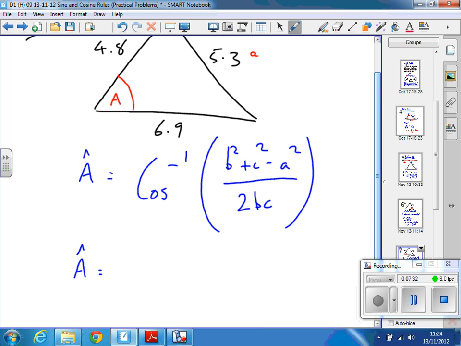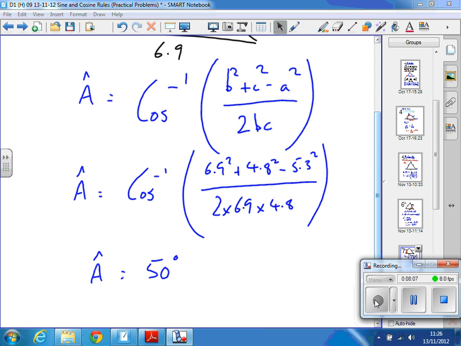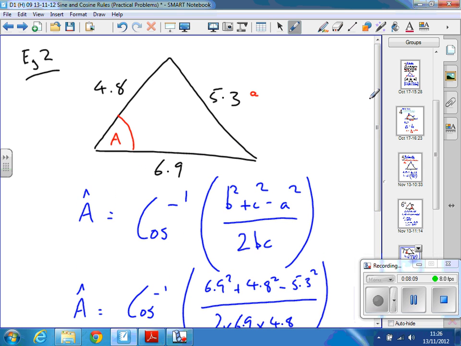A turns out to be inverse cos of B, which is going to be 6.9 squared plus 4.8 squared minus 5.3 squared all over 2 times 6.9 times 4.8. And again, you can do that in one hit on the calculator using the inverse cos button and the fraction button. So we work that out and we get angle A is 50 degrees.